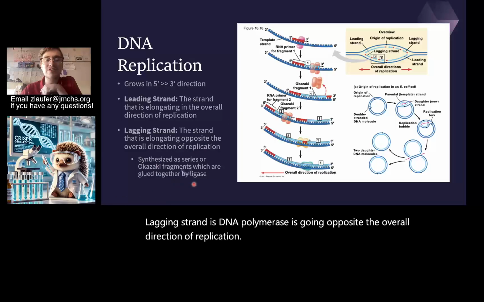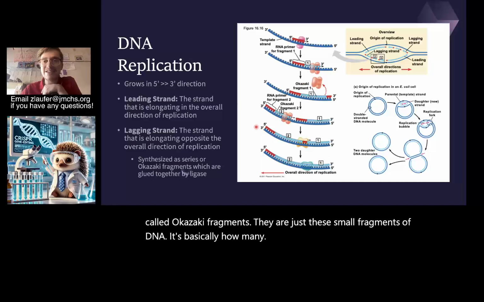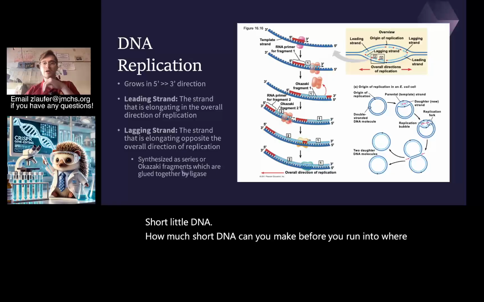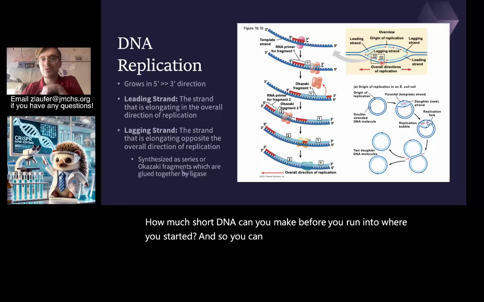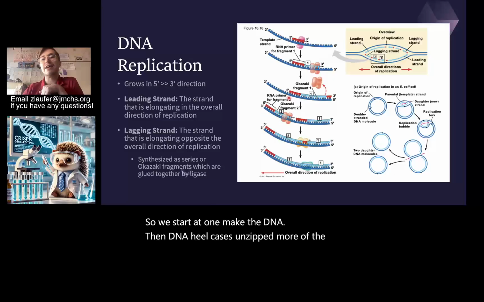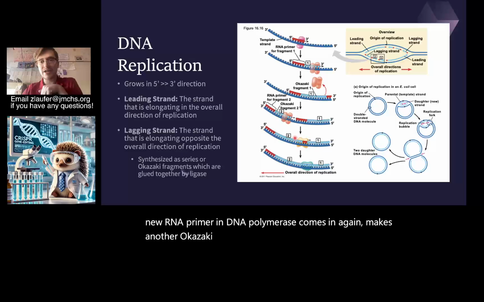So you get the small fragments that are called Okazaki fragments. They are just these small fragments of DNA. It's basically how many short DNA pieces can you make before you run into where you started. And so you can see up here, you start at 1, make the DNA, then DNA helicase has unzipped more of the DNA, so I can get a new RNA primer in. DNA polymerase comes in again, makes another Okazaki fragment. DNA ligase glues them together. And so you get this pattern that you can see here in the top right.